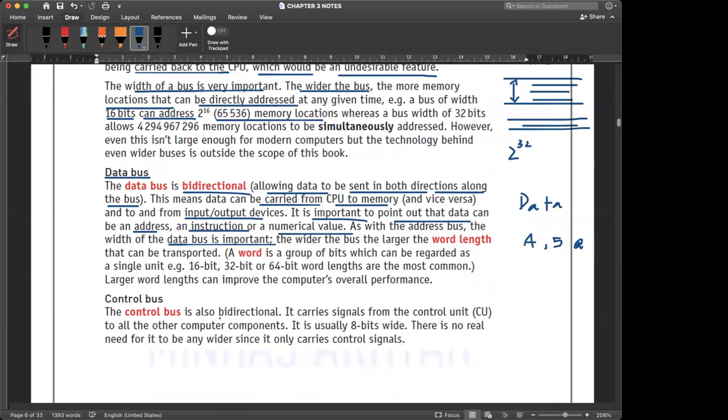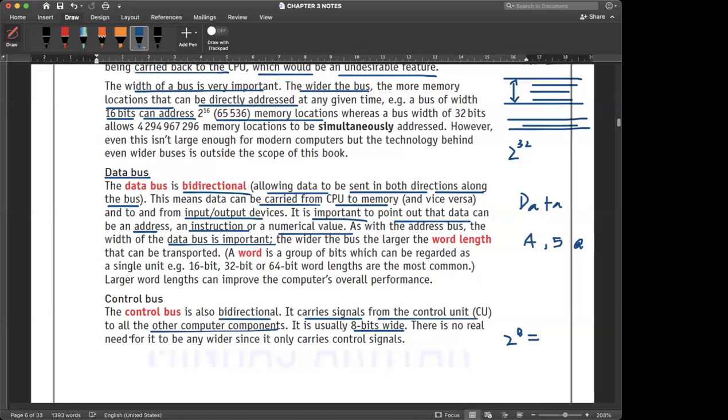And the control bus is also bi-directional. It carries signals from the CU to all other computer components. Yes, control bus. I told you it is very responsible. So the control bus is going to take the signals. It is bi-directional. It can send the data, it can receive the data, and it is going to send the data throughout the parts of the control unit, right? So it is usually 8 bits wide. So the width of the control bus is 8 bits. So you can write 2 power 8. So you come to know how many addresses can be sent.